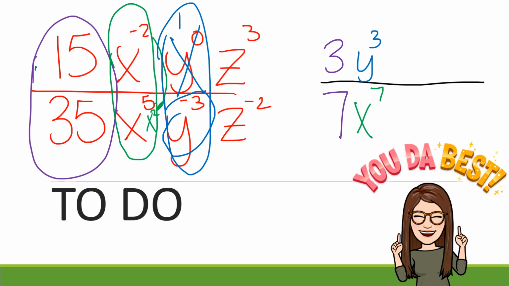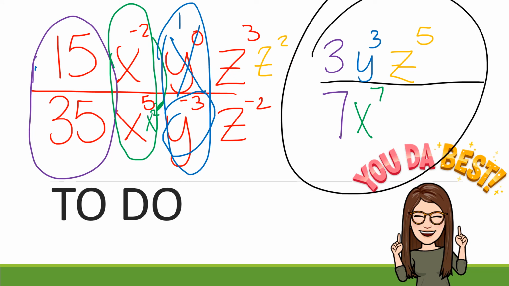Z. Let's look at the z values. Z is larger on top. 3 subtract -2 is 5. Or if you were to kick this one up to the top, right? If I kicked it to the top, I'd have z squared. Well, then I would add them and still get to 5. Think of each set of numbers or set of variables as their own little problem.